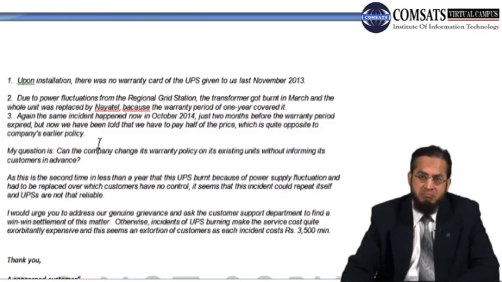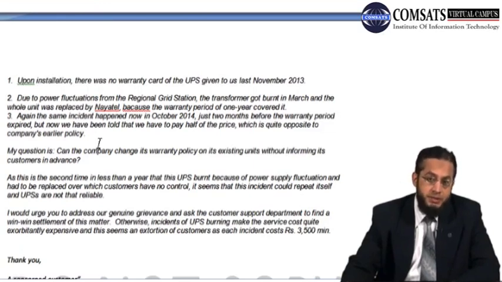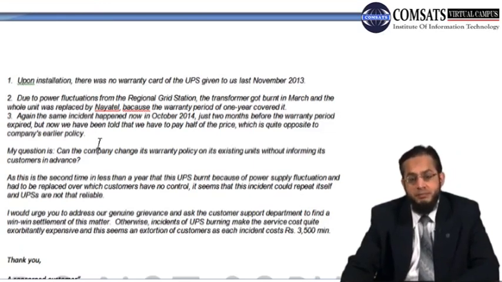Almost after 6 to 7 months, and then just 2 months before the warranty period expired, but now we have been told that we have to pay half of the price, which is quite opposite to the company's earlier policy. Now this time the company is charging half of the price to the customer for replacing its UPS. Now that's the genuine concern.